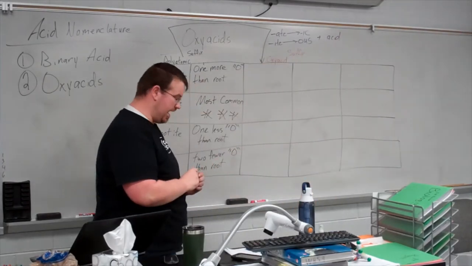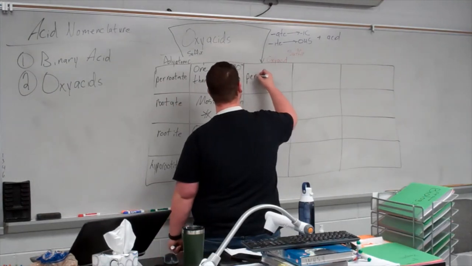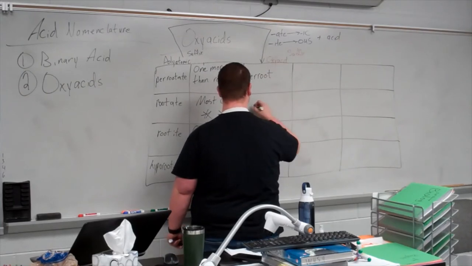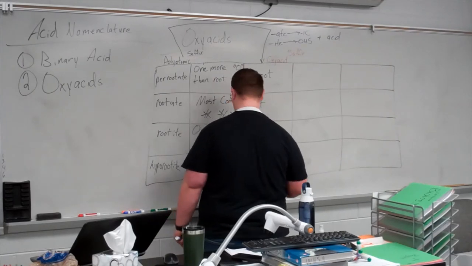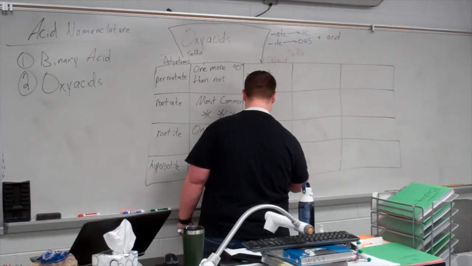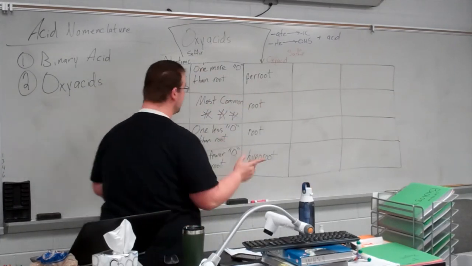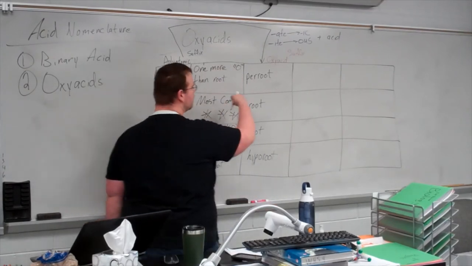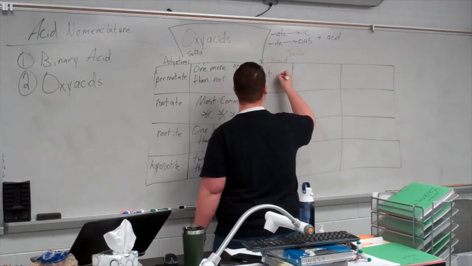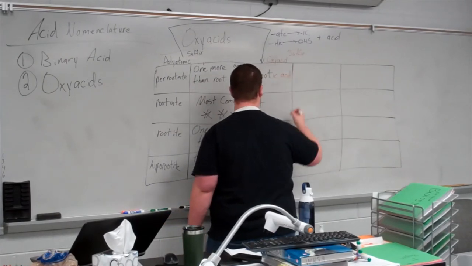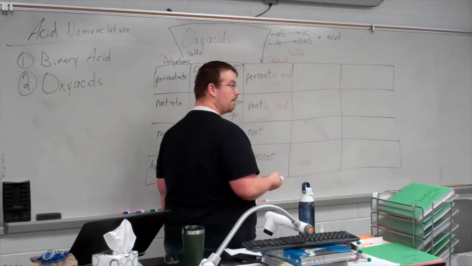So here's what you're looking at. Everything will stay the same, so you have the per-root, root, and hypo-root, but we're going to change the ending. Those stay the same, but the endings change. Perrootate, when it's an acid, so we add hydrogen to the beginning, gets perrootic acid. Rootic acid.